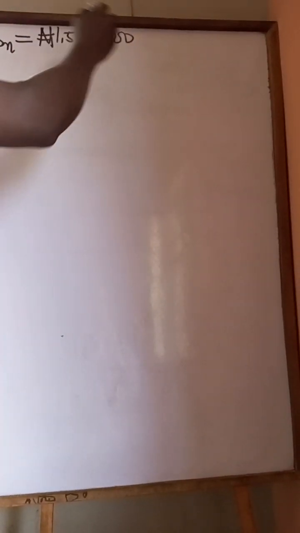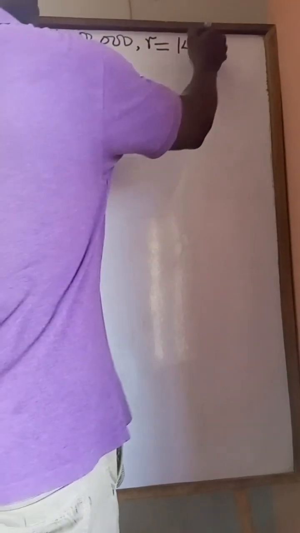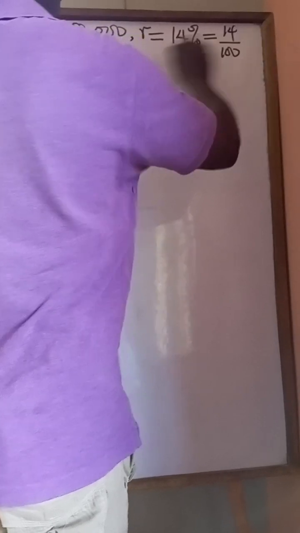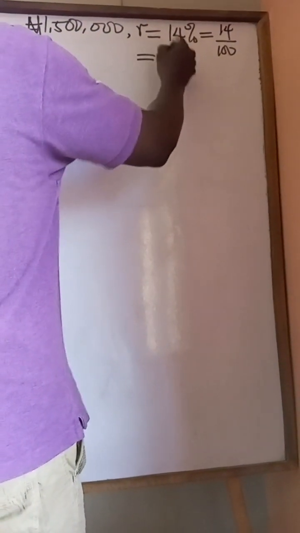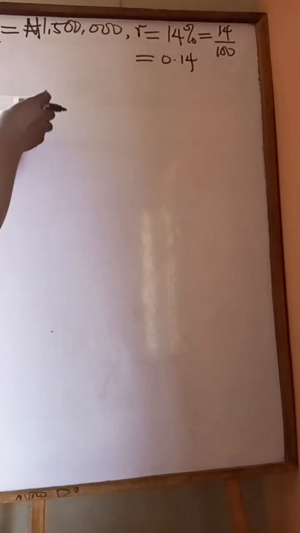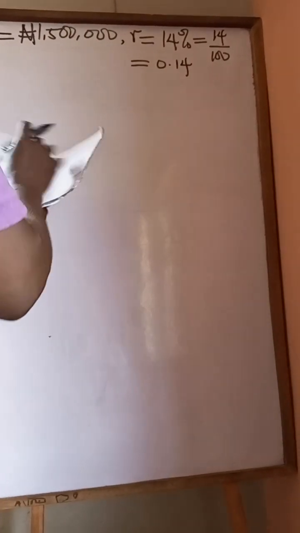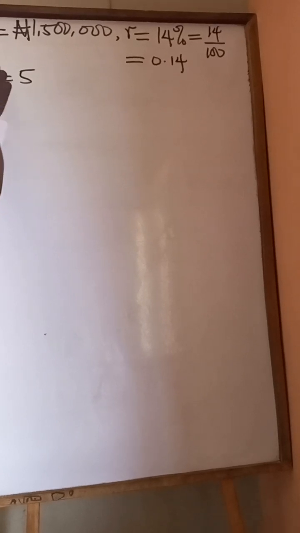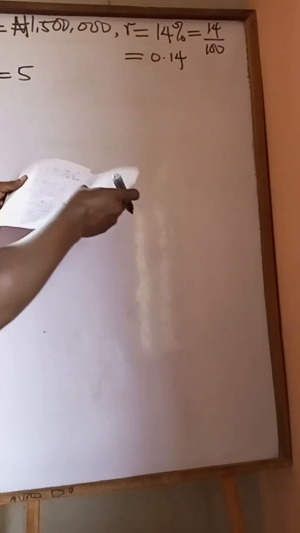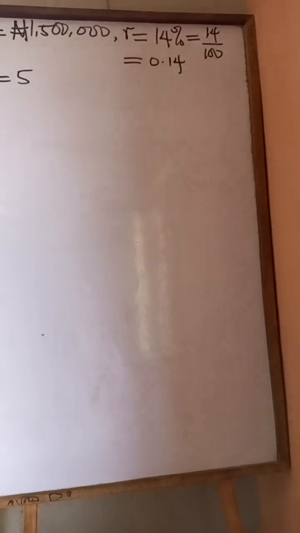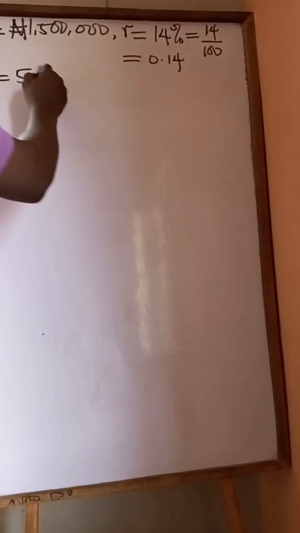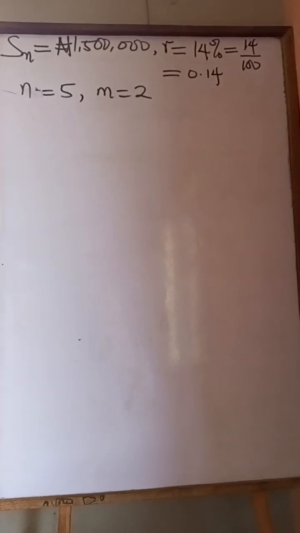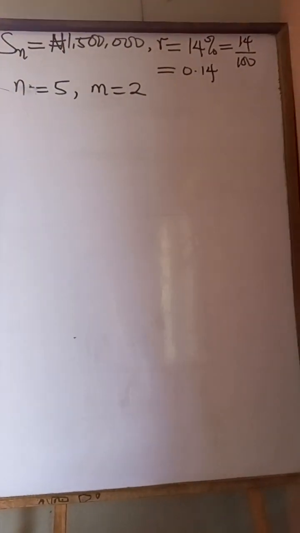Then the rate we are given from the question is 14%, and 14% is 14 all over 100. When we convert, we are going to have 0.14. Then again, what are we given? We are given our N to be 5 years, and it was done semi-annually. Semi-annually means our M will be 2. So what you do is know how to interpret questions on finance. They know the formula to use.